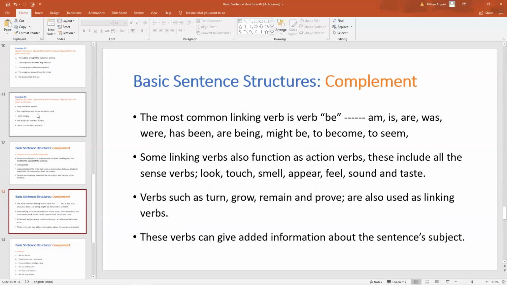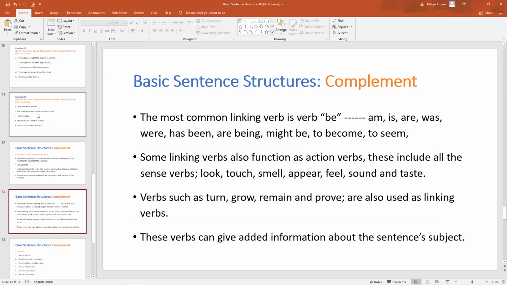Now let's check. The most common linking verb is the verb be. You have learned the various forms, isn't it? Verb be, the various forms in the present: am, is, are. You really have to be thorough with this because this will be repeated everywhere, in active, passive, direct, indirect, and in your tenses. So be thorough with the forms of the verb be. Then in the past tense, you use was and were. Then you have other forms like has been. You remember has been is used in the perfect tense, present perfect as well as present perfect continuous. Also are being, might be, to become, to seem.